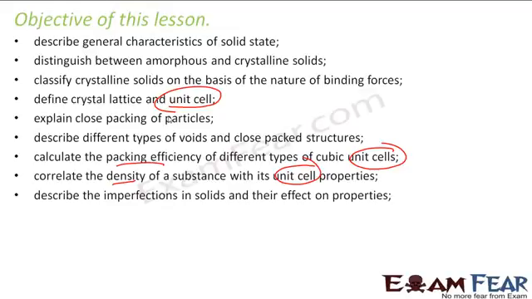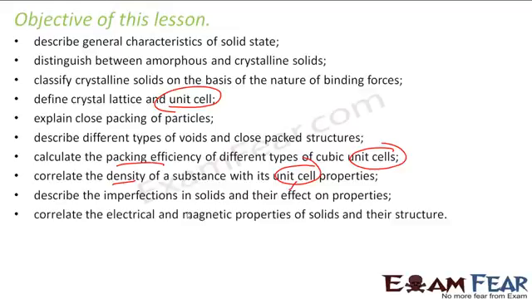We'll also discuss the imperfections, the impurities in the solids, actually in the unit cells. And we'll also correlate the electrical and magnetic properties of the solids with the structure. So we'll discuss all these things. We'll start with the first main difference between the solids, amorphous and crystalline. We'll pick the crystalline and then we'll start with the unit cells, how they are packed, the efficiency of the unit cells, the density of unit cells and stuff like that. And then also talk about the electrical and magnetic properties of the solids.